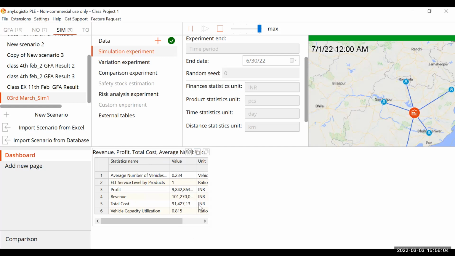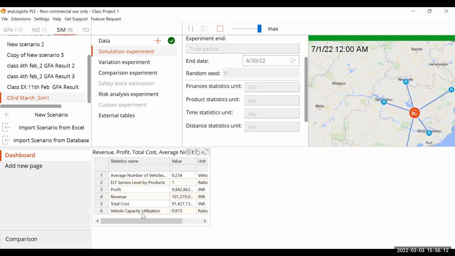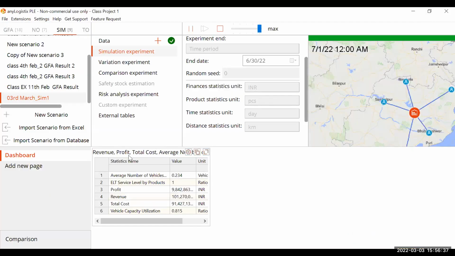So you have to do the same exercise for the data I have given, right? Put those numbers and try to find how much revenue, how much profit, total cost, vehicle capacity utilization, ELT service level, and average number of vehicles utilized. So once again, repeating how to do it, which I had not told in the class exercise. Right click it, add item, and you'll be able to select from finances, ratios, vehicles. Whatever you want to see, click there and put OK. And that information you'll be able to see in the dashboard.